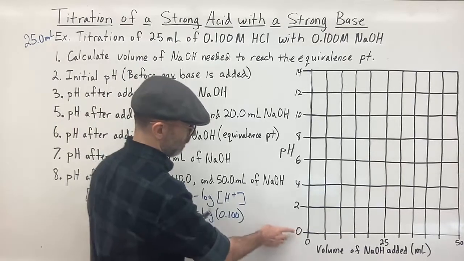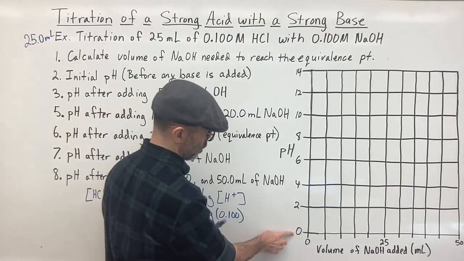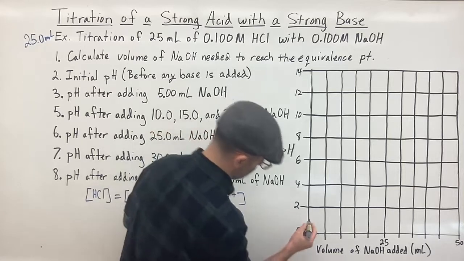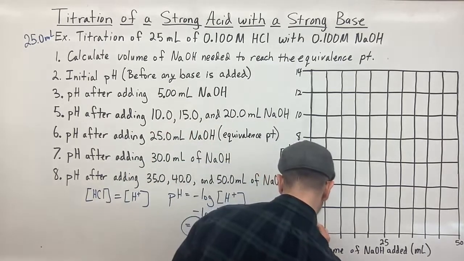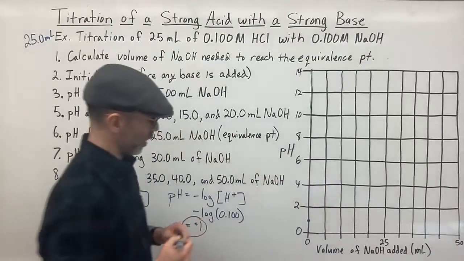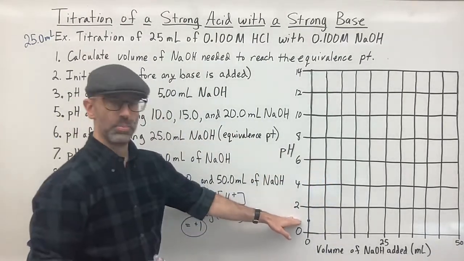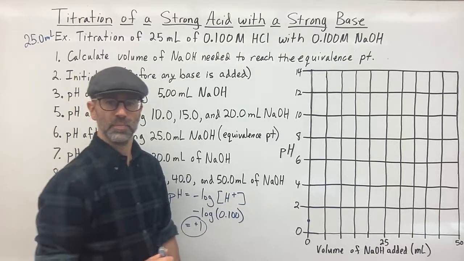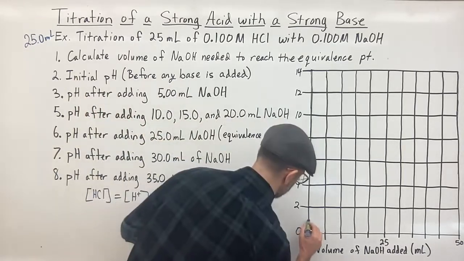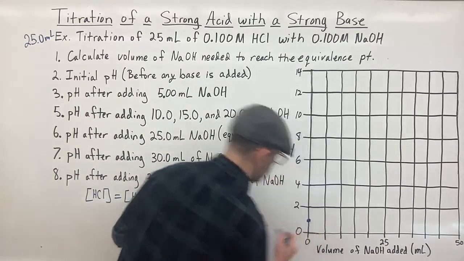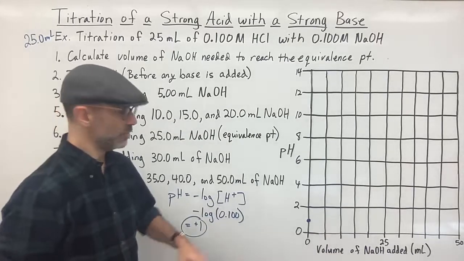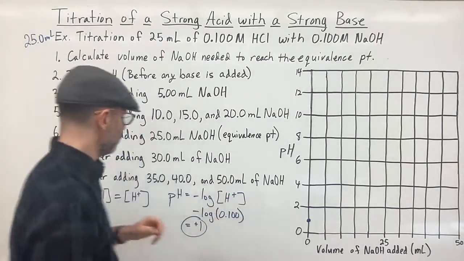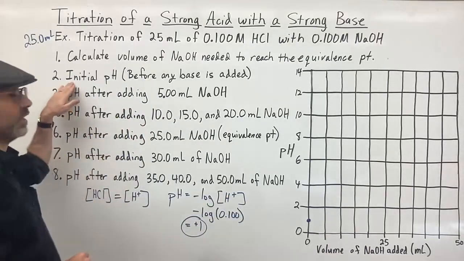So on my graph, this is going to be 0 and 2, so the pH is in the middle right here, somewhere close to there, so that would be pH of 1. So let me make that bigger so it's clear. So my pH of 1 is there, and so that is the initial pH.